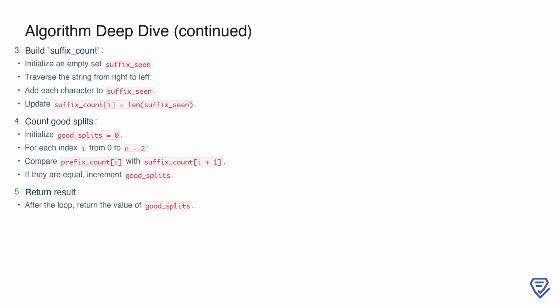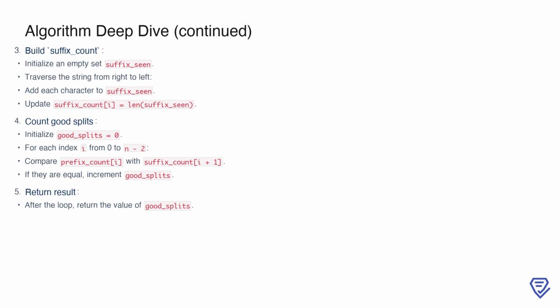At each step, we add the current character to the suffix_seen set and update the suffix_count array at the current index with the size of the set. Once both prefix_count and suffix_count are built, we can efficiently count the number of good splits.